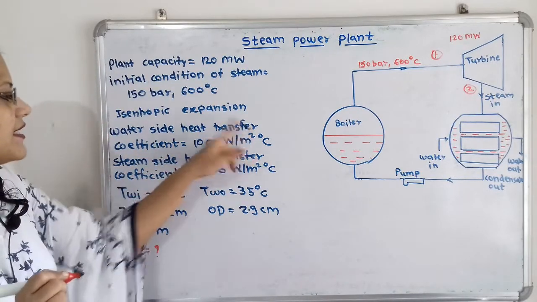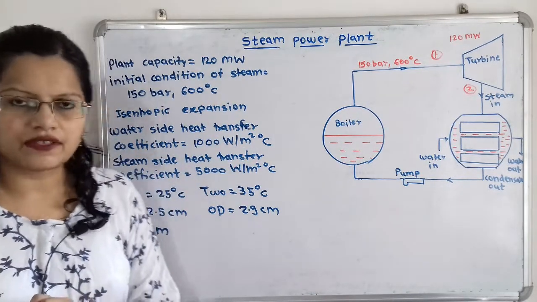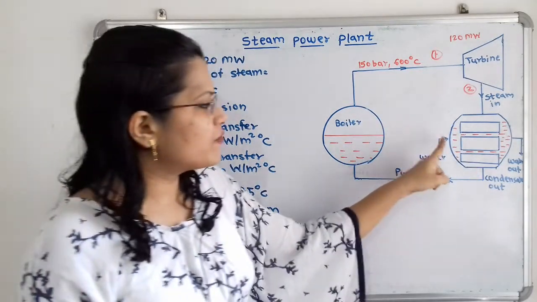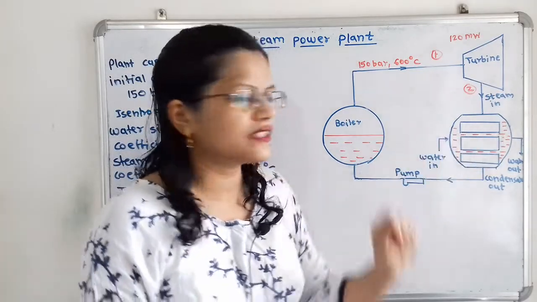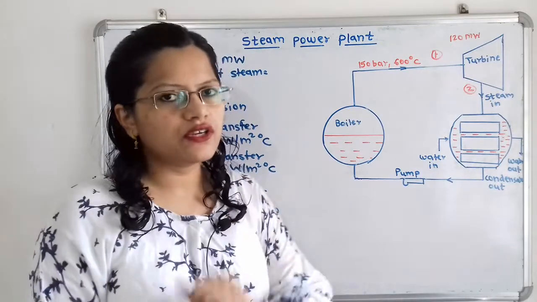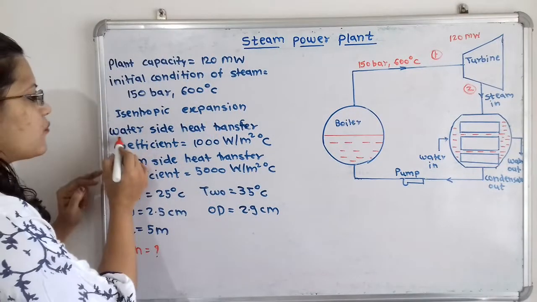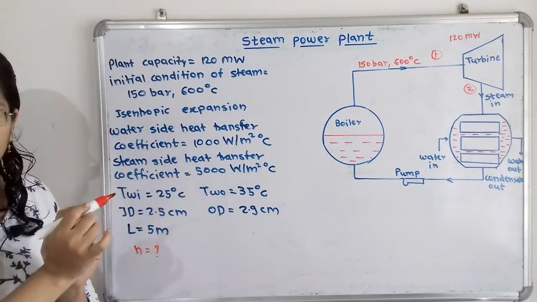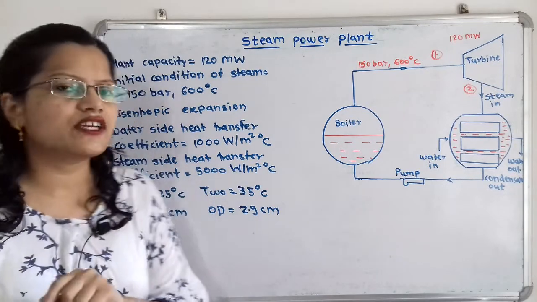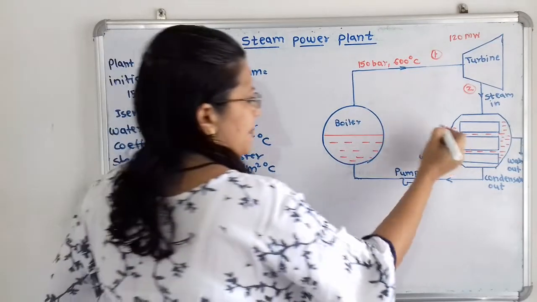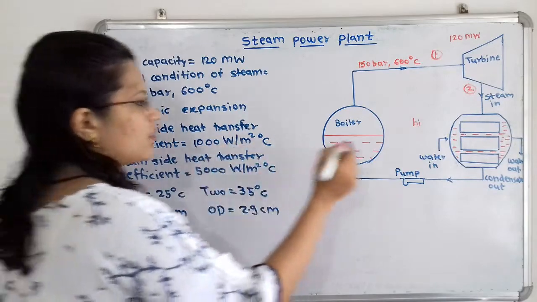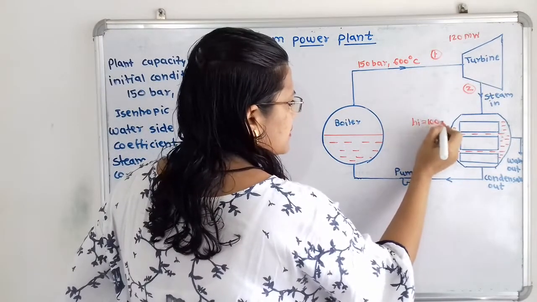Then the water side heat transfer coefficient is given. This is the single water pass condenser. If we observe, water is flowing inside the tube and steam is flowing outside, over the tube. So the water side heat transfer coefficient is the heat transfer coefficient inside the tube. We will say hi. So this heat transfer coefficient hi is equal to 1000 watt per meter square degree Celsius.